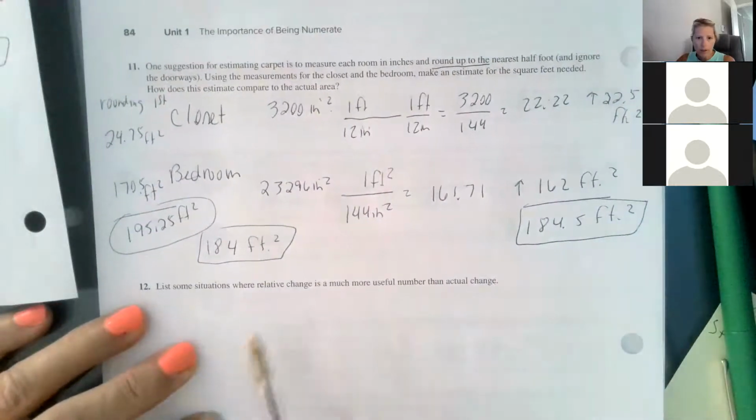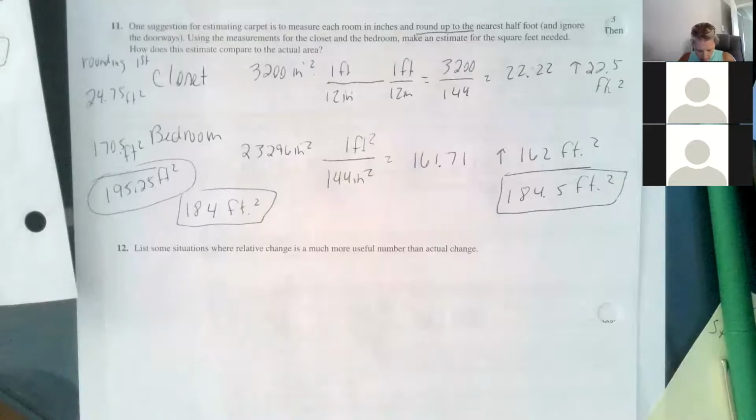List some situations where relative change is a much more useful number than actual. So I think when you're trying to compare apples to apples, like if I wanted to say I tend to be shorter compared to other women, and maybe one of you might be taller compared to other men. So we can't actually go by our difference in height compared to the average. We actually have to say, what percent am I lower than women, or what percent taller are you than males? So I think that might be one. Anybody else have some ideas?